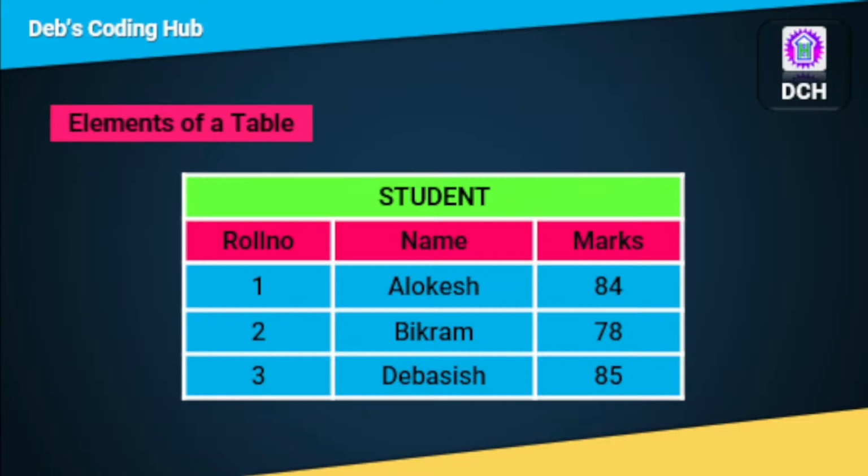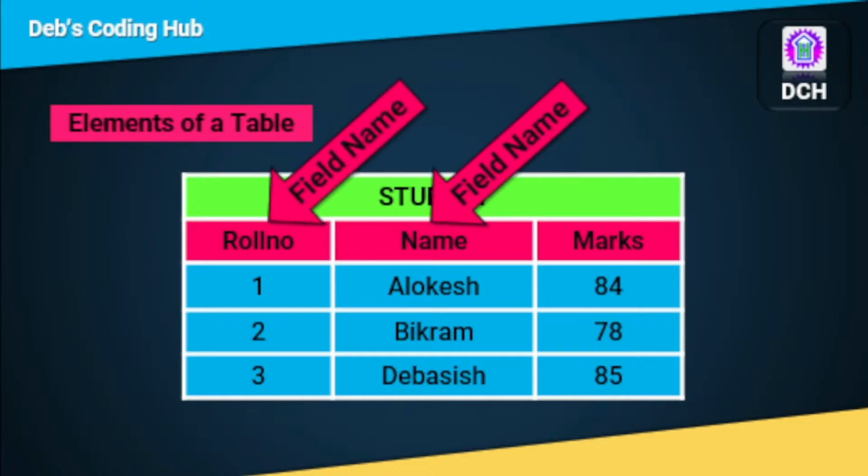Now for storing data, a table is divided into columns. These are also called field names. So roll number is a field name, name is another field name, and marks is the third field name. So we have three fields here. Field 1 is roll number, field 2 is name, and field 3 is marks. All these three fields denote that we will store only these three types of information about the student in the student table.